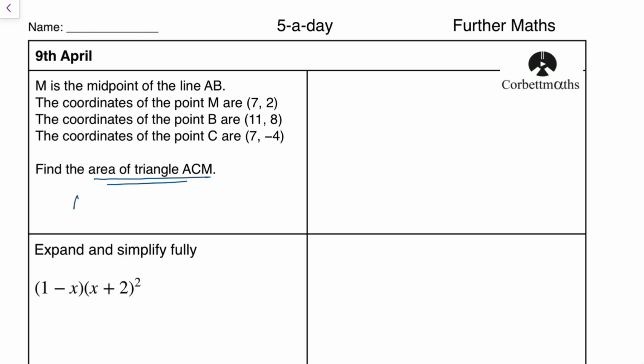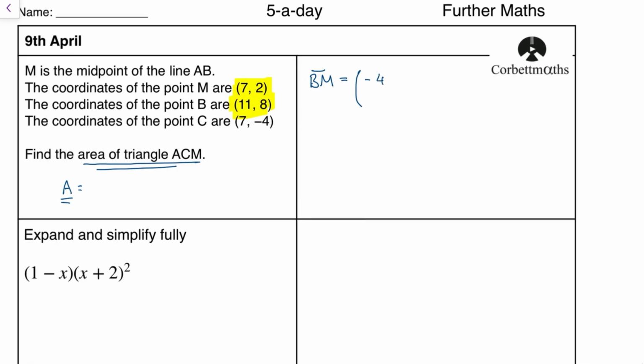Let's start by working out what A is. Okay, now how I'm going to do that, so I need to work out the coordinates of A. The way I'm going to do that is I'm going to think that to get from B to the midpoint, I go from 11 to 7, and to be clear, I'm looking at these 2 points here. So I go from 11 to 7, which means I go down 4, and I go from 8 to 2, which means I go down 6. Now that is also the same as the move I do to go from M to A.